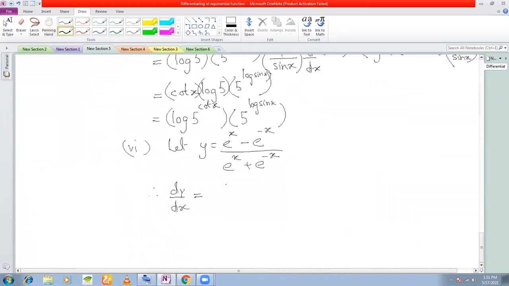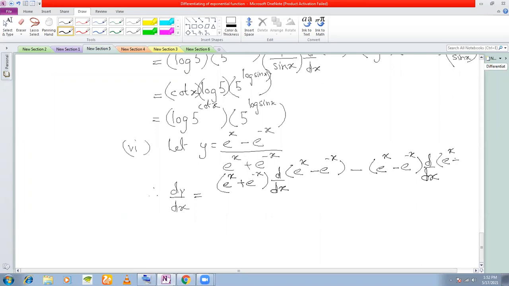So this is, first take the denominator into d/dx of e to the power of x minus e to the power of minus x, minus e to the power of x minus e to the power of minus x into d/dx of e to the power of x plus e to the power of minus x, and whole thing divided by the square of the denominator, e to the power of x plus e to the power of minus x whole square.